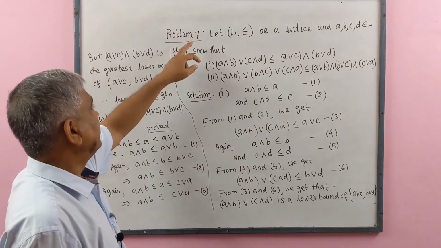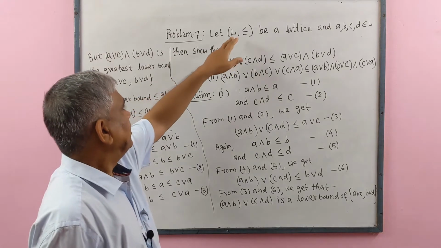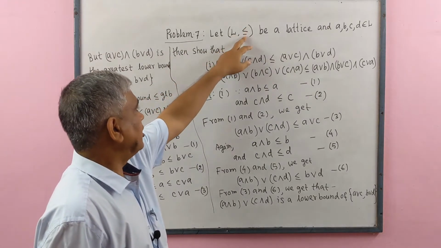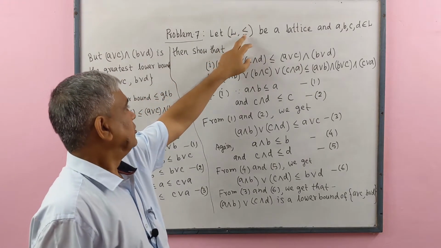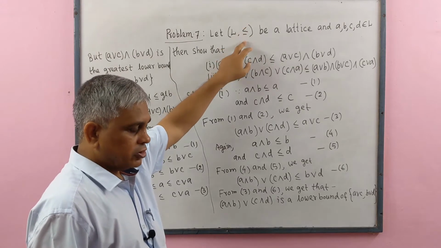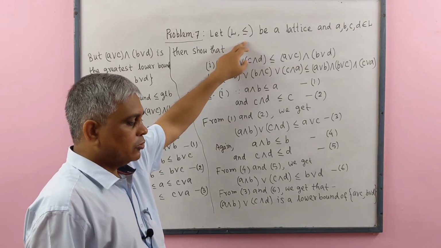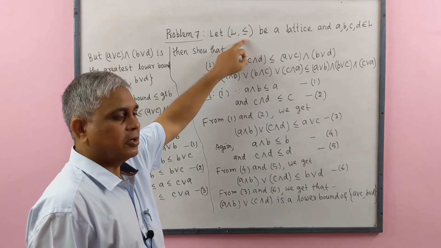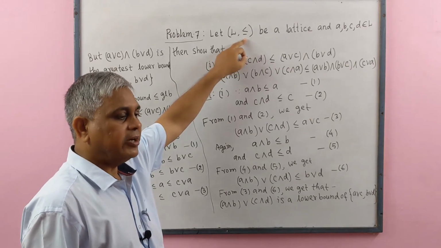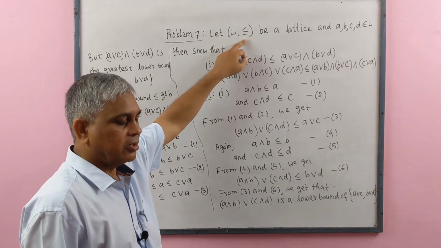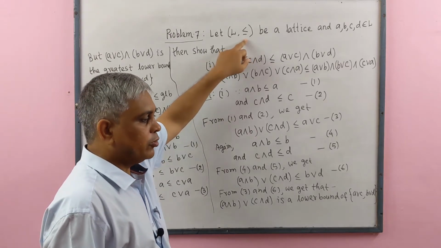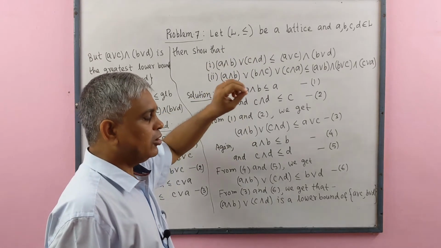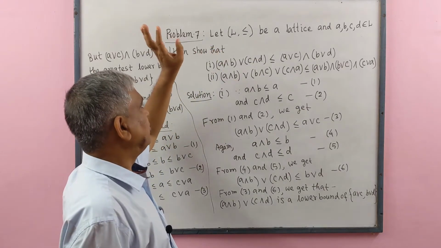Problem number 7. Let L with partial order relation. For simplification, we write this as less than equal to, but it is not always less than equal to. It is a partial order relation. Only for simplification, we call this by less than equal to.